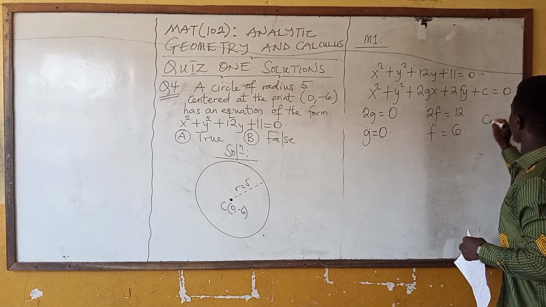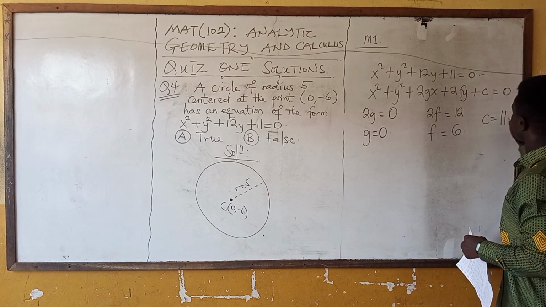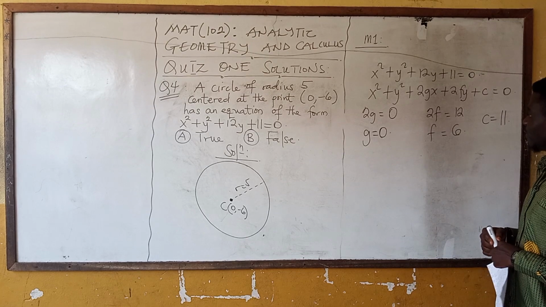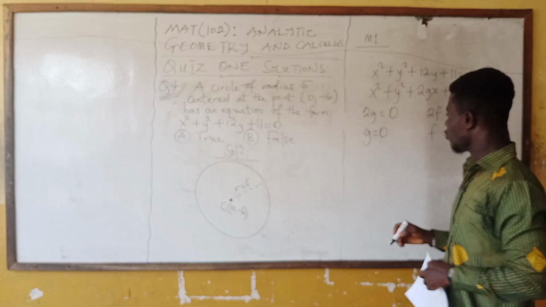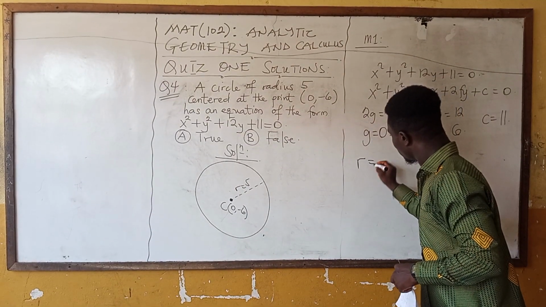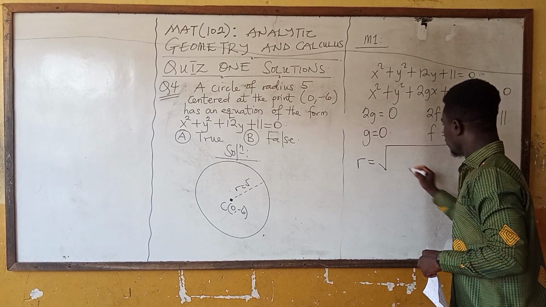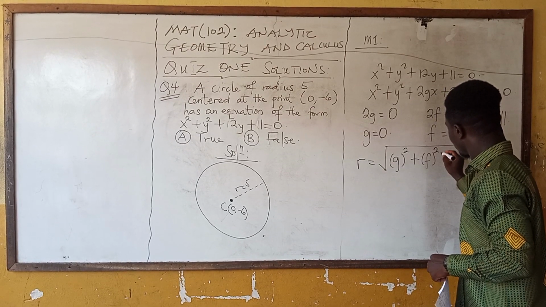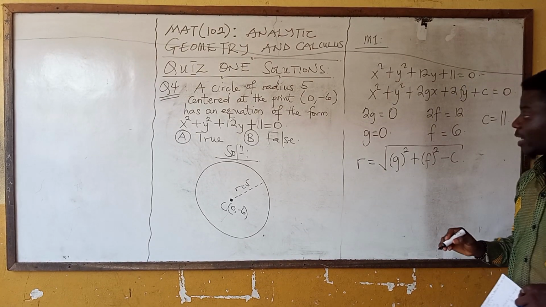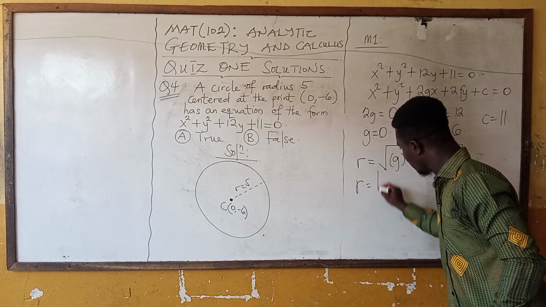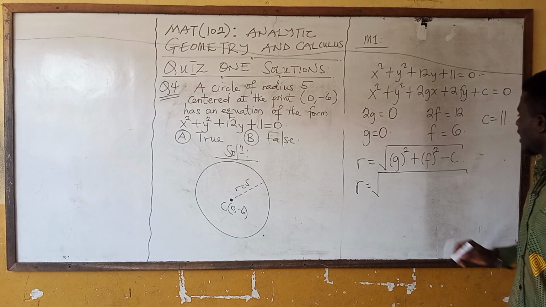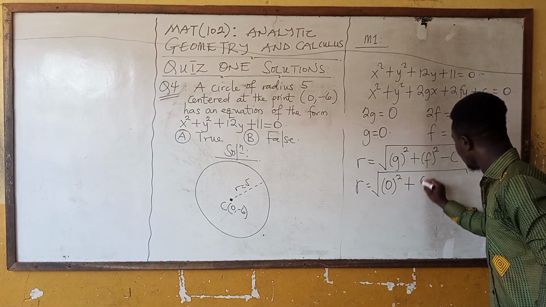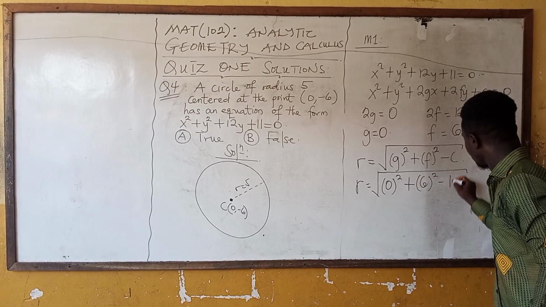Now, my c, there is no variable here, so that's a constant. So our c is what? 11. So now, how do we find the radius of a circle, which is r, being equal to the square root of g squared plus f squared minus c, right? So when we substitute the values of g, f, and c, let's see what we obtain. 6 all squared minus 11.